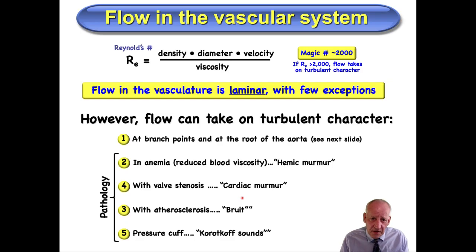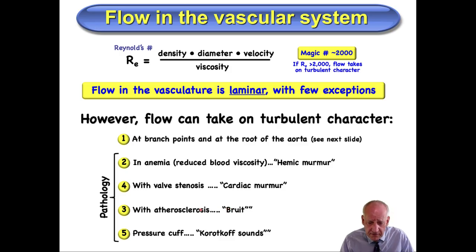Another circumstance in which blood flow can take on turbulent character and emit sound is seen in atherosclerosis, where fatty plaques develop on the inner surface of the blood vessel, and this narrowing of the vessel lumen causes blood to jet across the narrowing at high velocity. It can become turbulent and produce a sound. When blood flow through a vessel, usually an artery, emits sound, we call that sound a bruit, B-R-U-I-T.